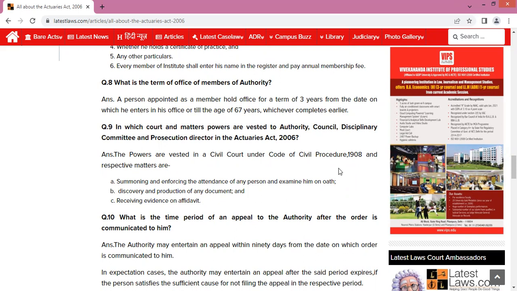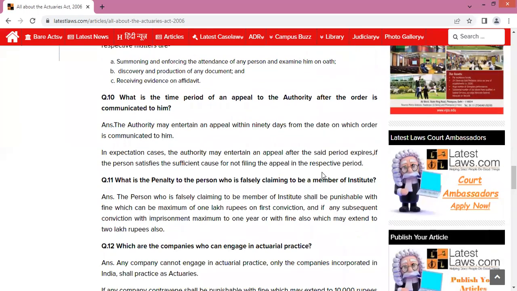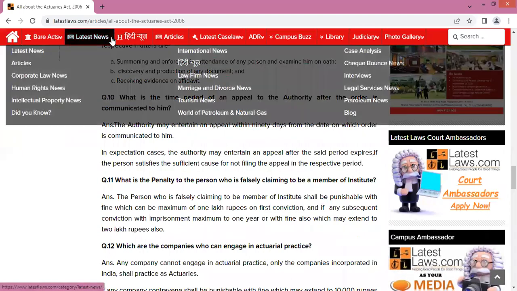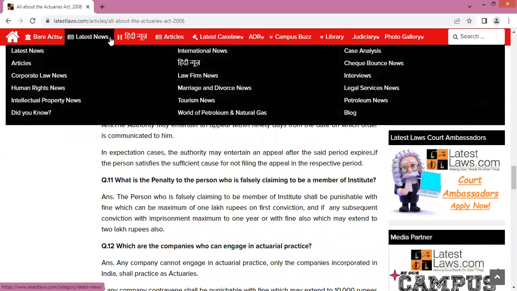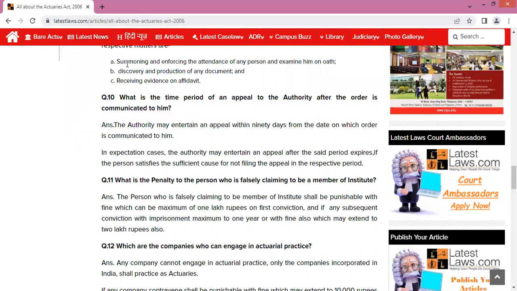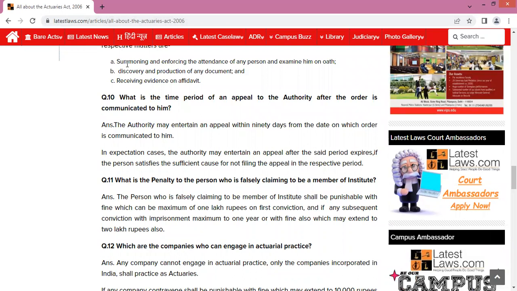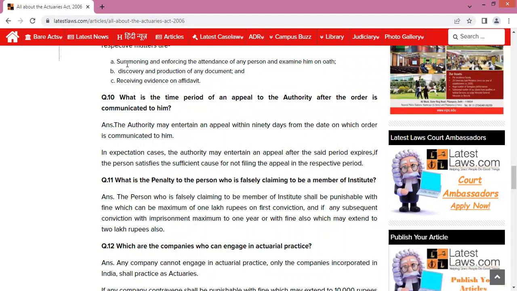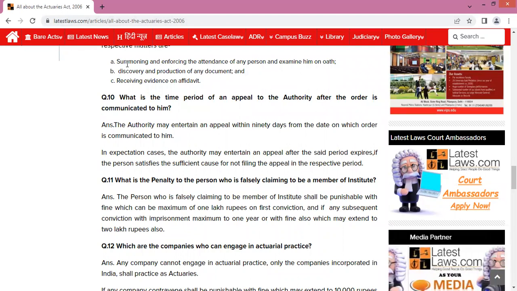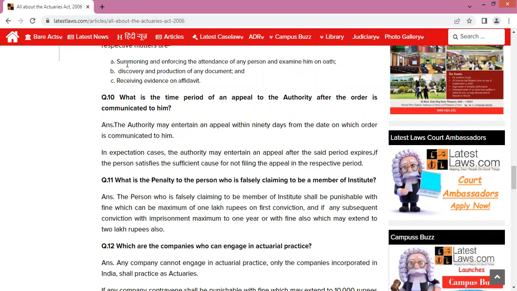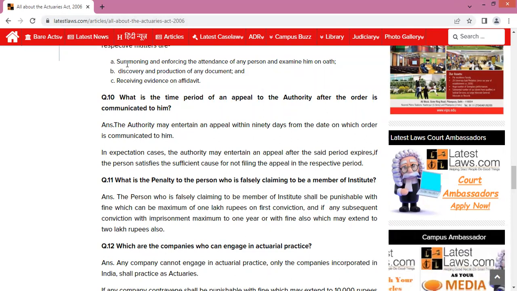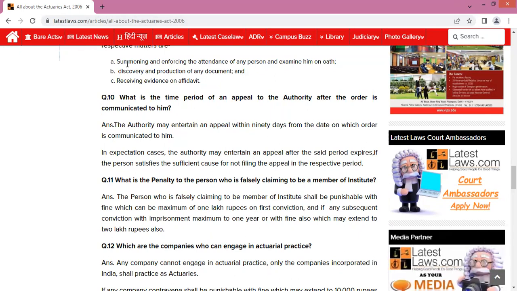The authority may entertain an appeal within 90 days from the date on which the order is communicated to him. Right? Communicated to him. So, in exceptional cases, the authority may entertain an appeal after the said period expires if the person shows sufficient cause for not filing the appeal in the respective period, right? So the respective period is important. Now what is the penalty, right?